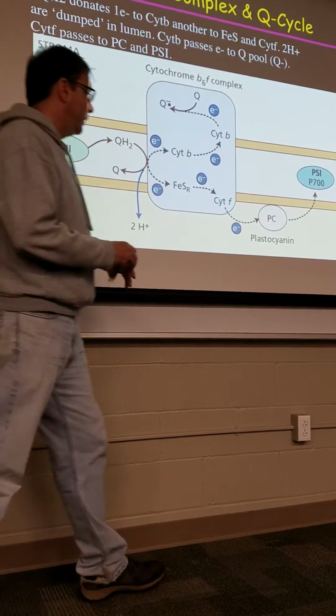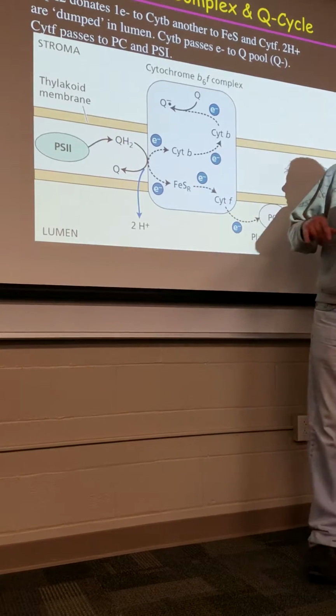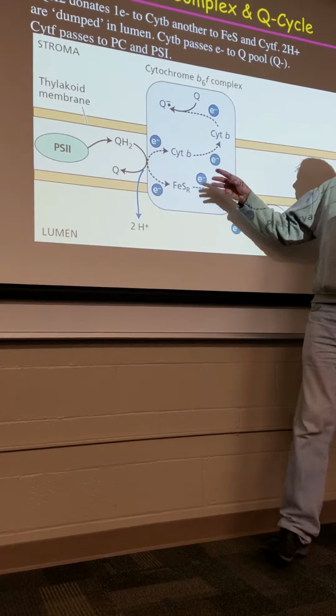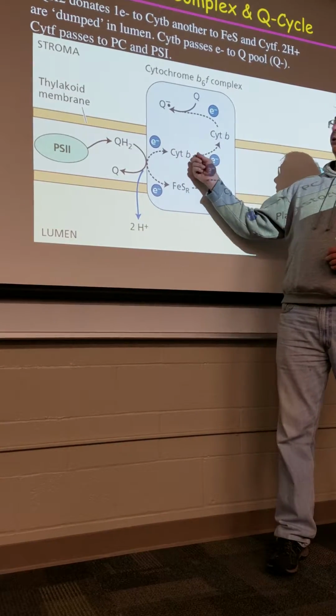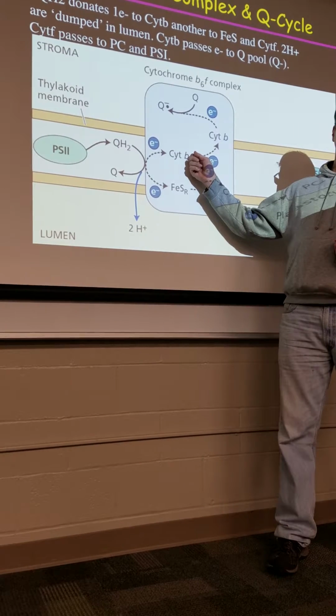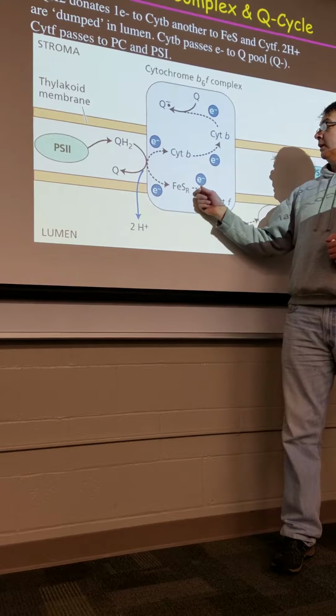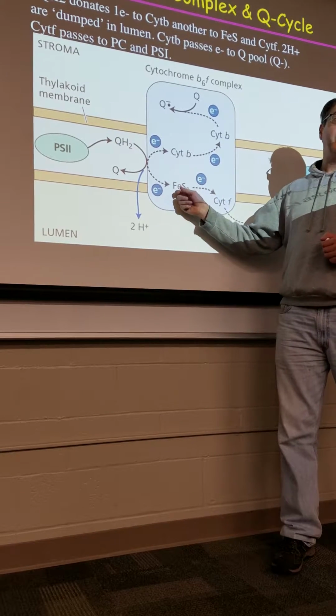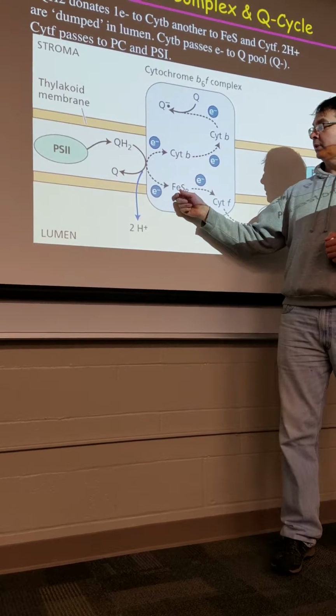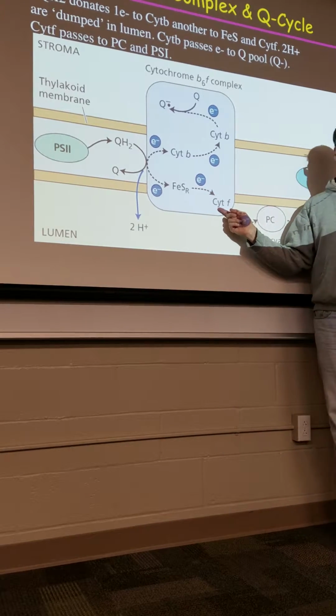And the way the 2 electron transfer works is that one goes to cytochrome B, the other goes to a Rieske iron cofactor that transfers it to cytochrome F.